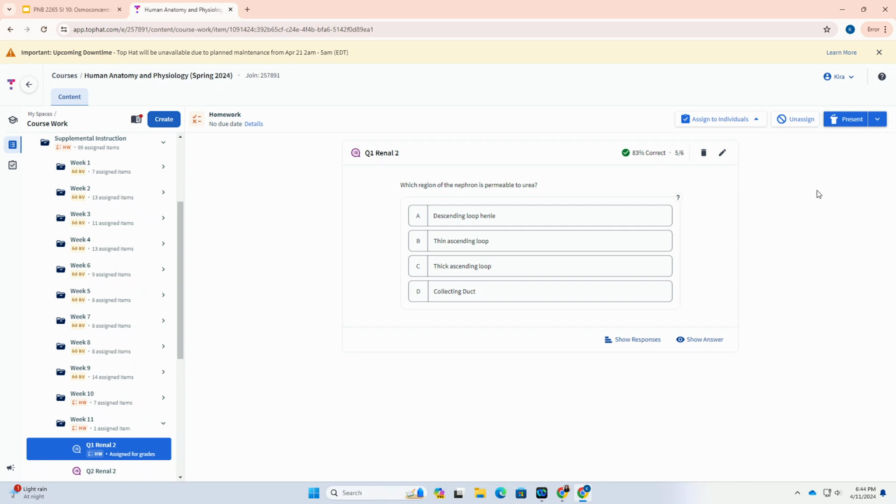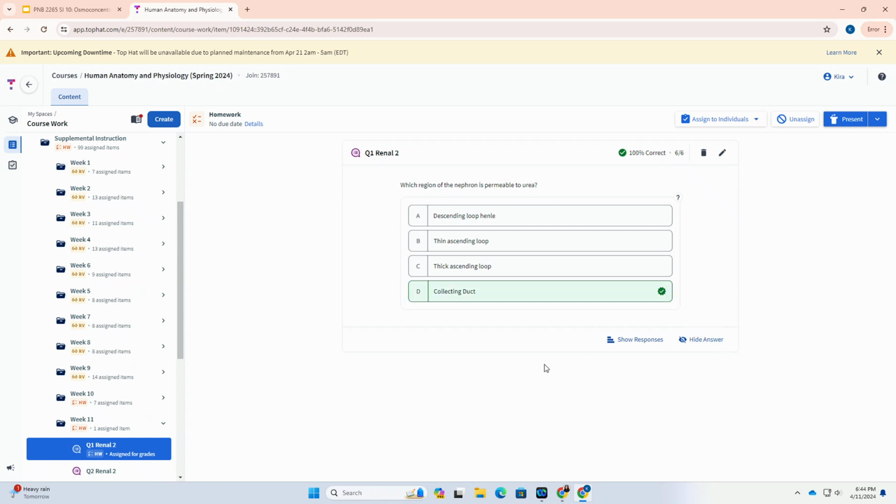I said that urea is permeable in the collecting duct, because urea is exiting out and then enters the blood and then would get reabsorbed back in the descending loop to help keep that concentration gradient. Yeah, exactly. Perfect.